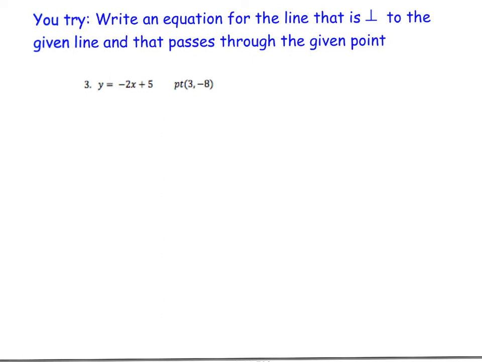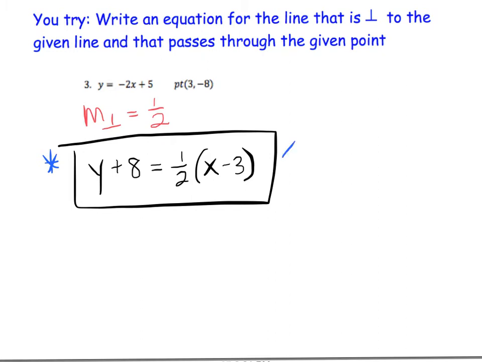Again, if you ever wanted to check these, you could graph them on a graphing calculator or by hand to see that these truly are perpendicular. If you're using a graphing calculator, you would need to convert this form into slope-intercept form. And if we want practice doing it, I'll show you how to do it right now.